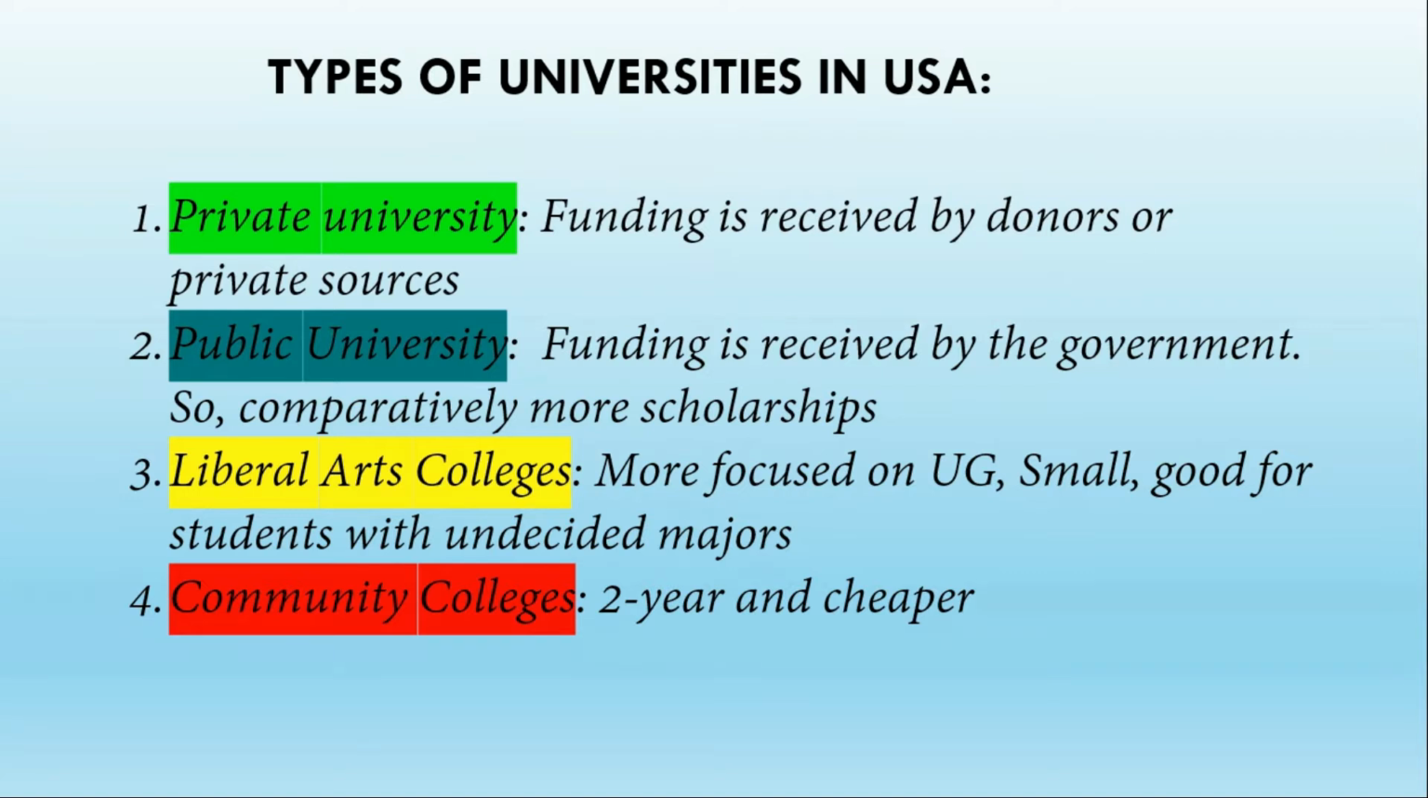So let's say if you have an undecided major, you don't know what major to take, you can take one major and one minor during your freshman year, and by the time you're in your junior year or sophomore year, once you have decided what you wanna do in the future and what major you wanna take, you can go with that. So it is more focused on undergraduates.